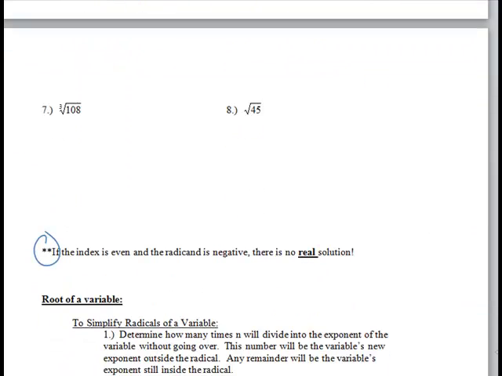Number 7, cube root of 108. So the index, of course, is 3. The radicand, 108. 108 is not a perfect cube, so we want to determine if it has any factors that are perfect cubes, and it does. We can rewrite it as 4 times 27, allowing us to take the cube root of 27, which is 3. We can't do anything with that 4, so it remains exactly where it's at inside that radical. So 3 times the cube root of 4.